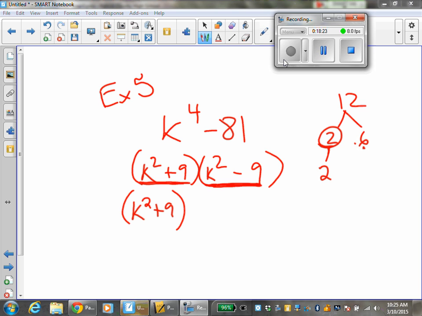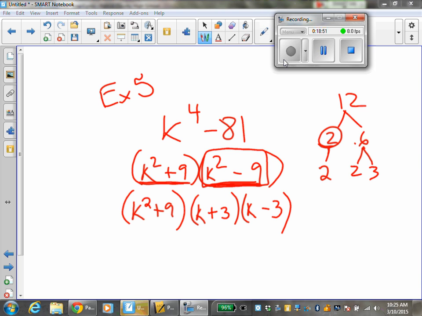This is like our 6. What do we have with k squared minus 9? Is this the difference of 2 squares? K squared perfect? 9 perfect? It's a difference, so you can take this guy and break it down further. This is like your 6 that you broke down further. So you can break this guy down into k times k, and plus 3 and minus 3.